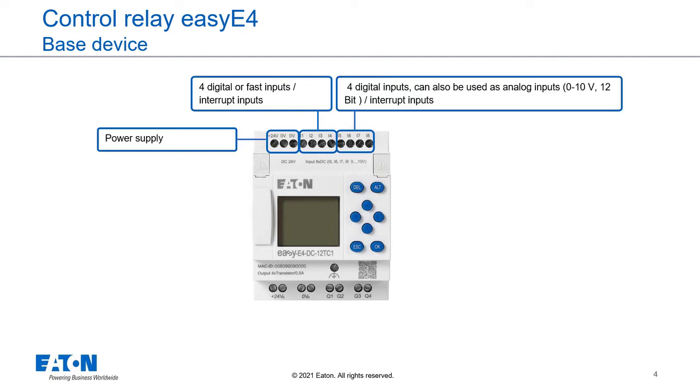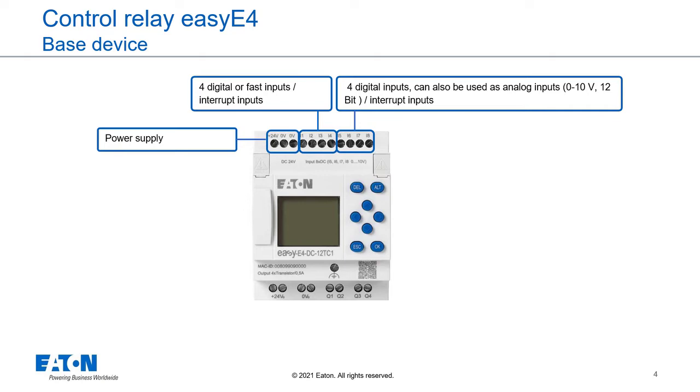The inputs I5 to I8 are also digital inputs, but they can also be used as analog inputs, 0 to 10 volt with a resolution of 12 bit. With the AC device variants, it must be noted that inputs and power supply should have the same phase, otherwise input signals may not be recognized.